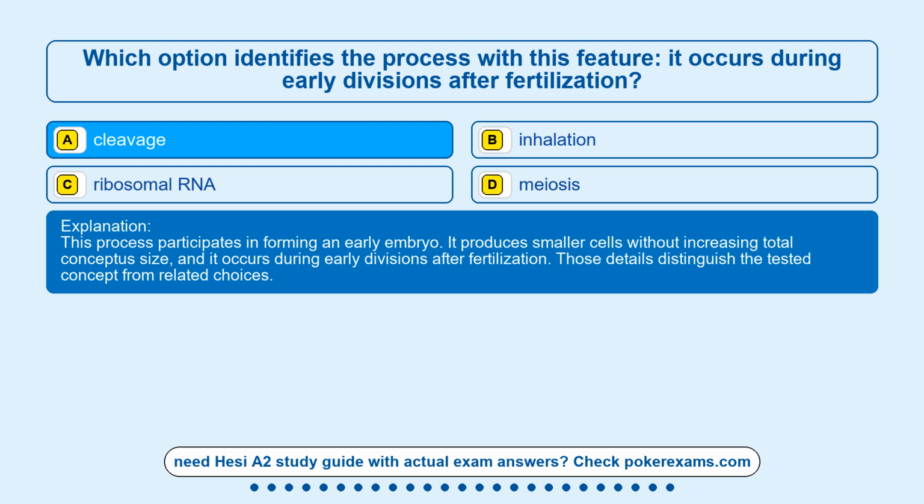This process participates in forming an early embryo. It produces smaller cells without increasing total conceptus size, and it occurs during early divisions after fertilization. Those details distinguish the tested concept from related choices.